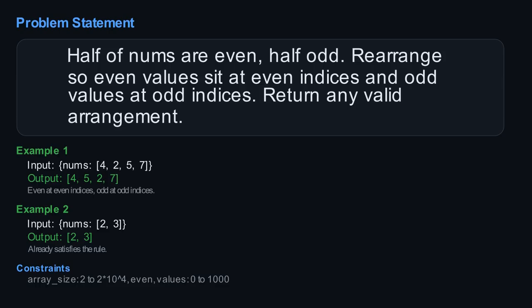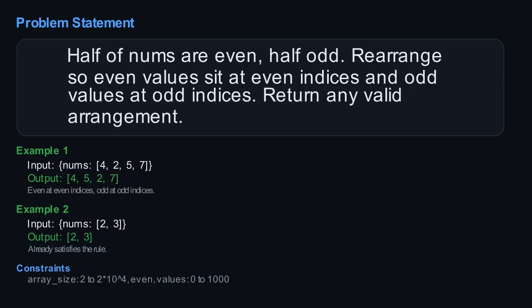At position 2, an even position, we need an even number. 5 is odd, so it's also in the wrong spot. Finally, at position 3, an odd position, we need an odd number. 7 is odd, so it's good there. A valid output for this example could be 4, 5, 2, 7. Notice how 4 is at index 0, even, 5 is at index 1, odd, 2 is at index 2, even, and 7 is at index 3, odd.